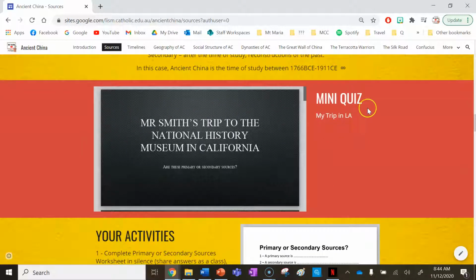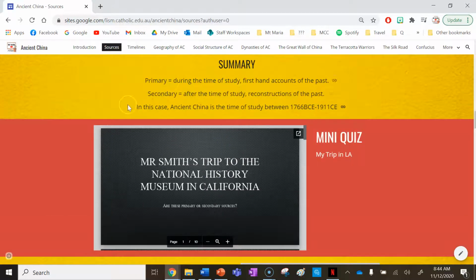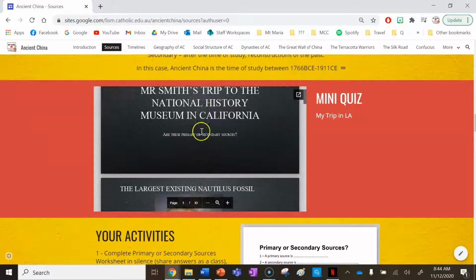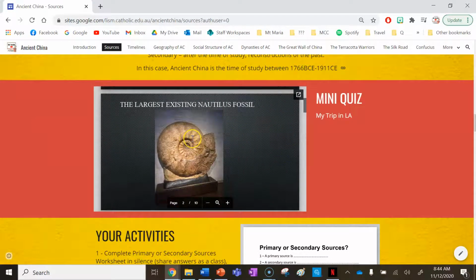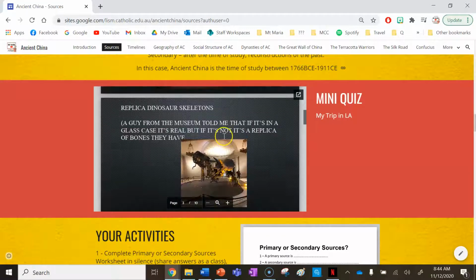When I went to Los Angeles, I went to the National History Museum in California, and I saw a really good opportunity to put together an activity on primary and secondary sources. Using the knowledge we've covered in the lesson so far, let's see if you can work out whether these are primary or secondary sources. The first source is the largest existing Nautilus fossil. This is a primary source because it is real and it was made during the time of study.